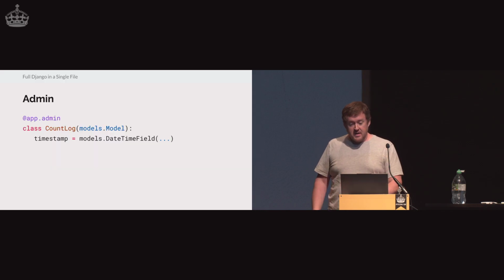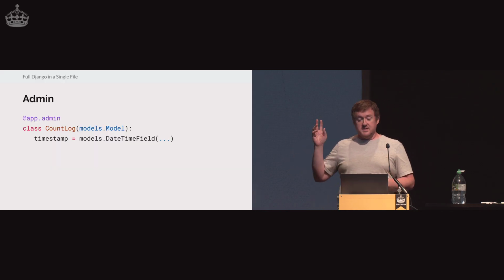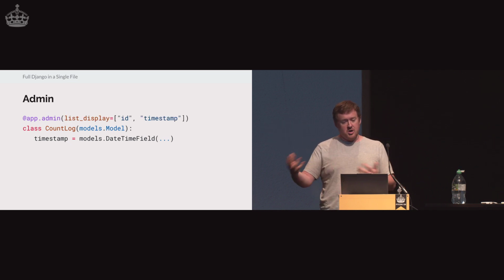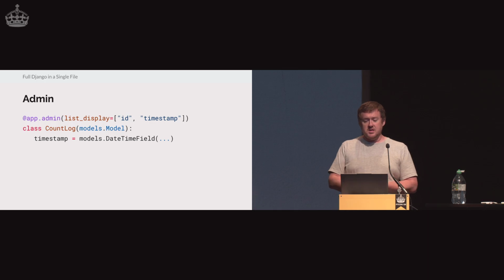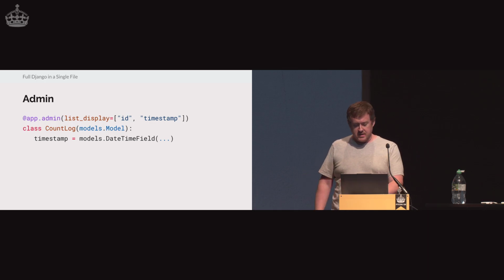There are more batteries. So we can add the admin site. We add a decorator to the model, app.admin. And you can also pass in extra arguments to customize the model admin. So now when you run the script, you'll have a full admin site.